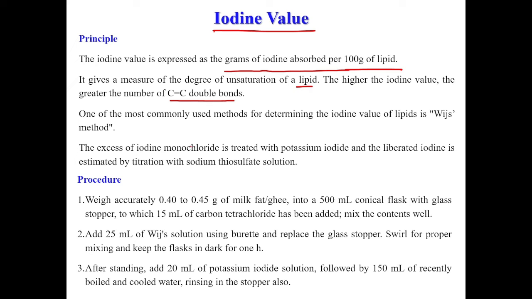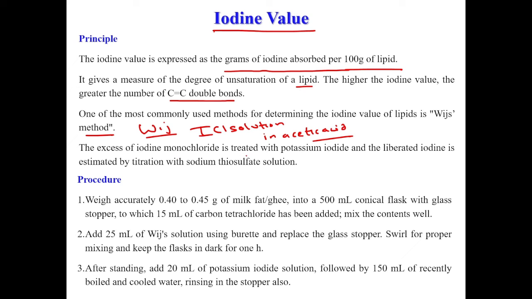Now one of the most commonly used methods for determination of iodine value is the Wijs method, in which we make use of Wijs reagent. And Wijs reagent is nothing but iodine monochloride solution in acetic acid. Iodine monochloride in acetic acid is the Wijs solution. So we make use of Wijs solution in this test.